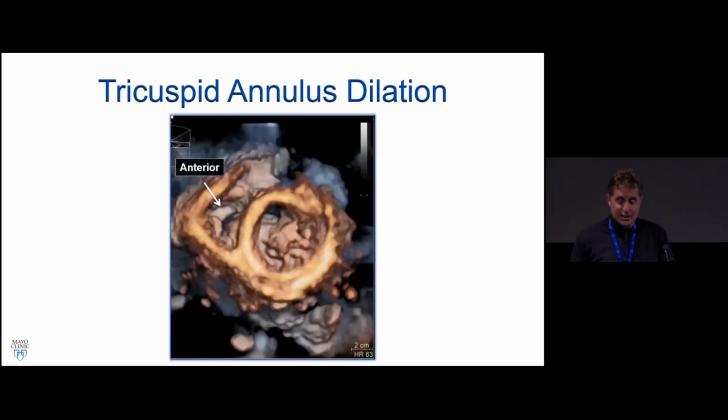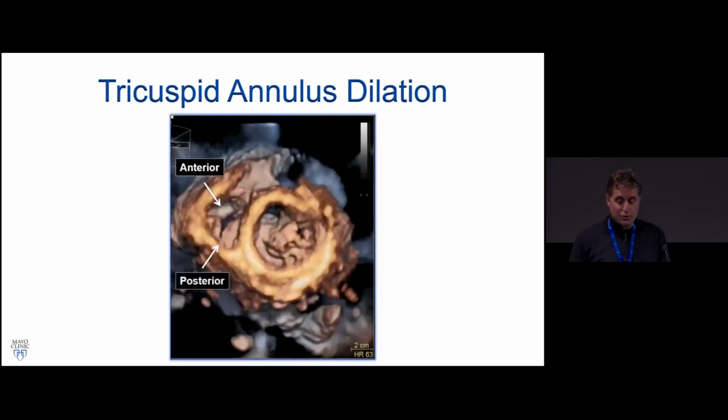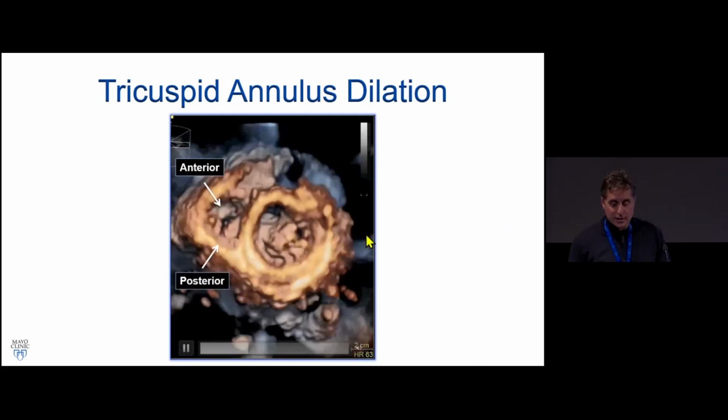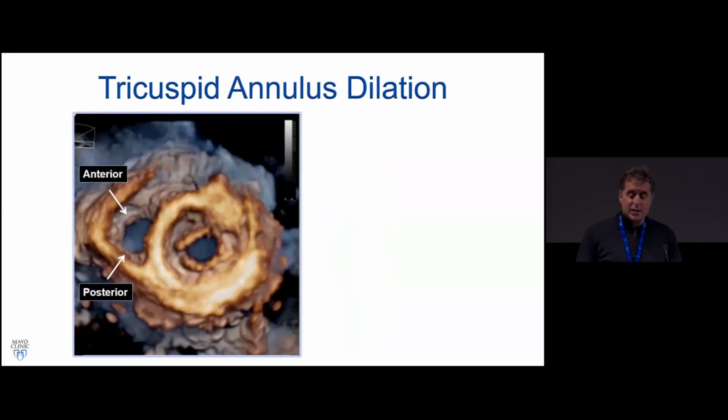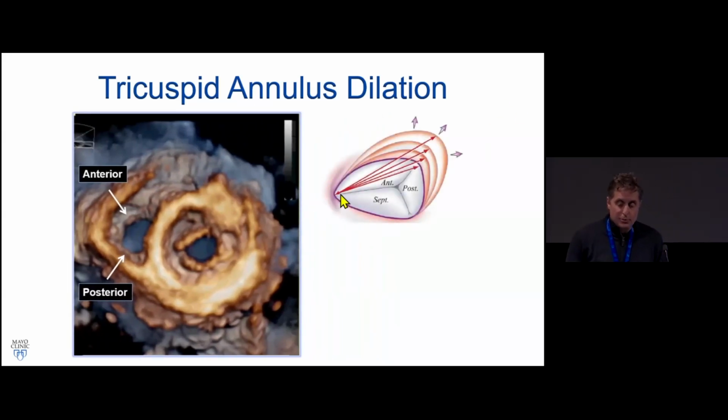This would be the anterior portion. This would be the posterior leaflet. This would be the septum adjacent to the septum itself. Now, it's interesting that when the annulus actually dilates, it tends to dilate from the point of the commissure between the anterior and septal leaflet more towards the posterior annulus.